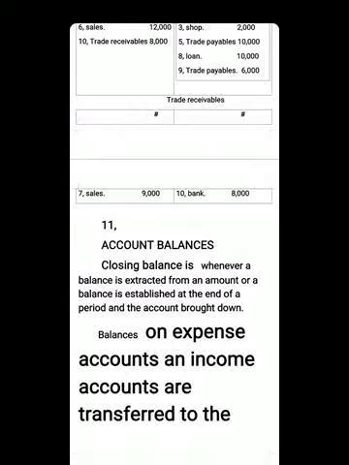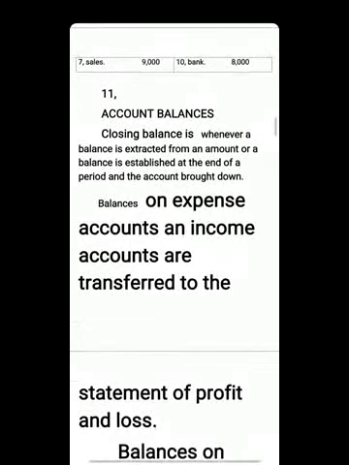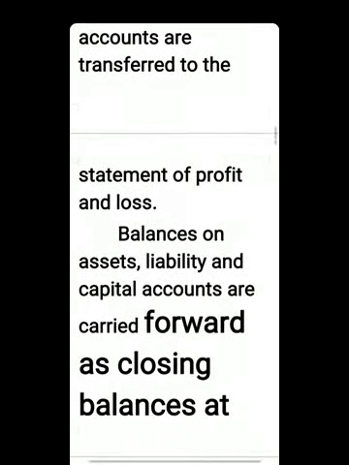Now, closing balance is whenever a balance is extracted from an amount or a balance is established at the end of a period and the account brought down. Balances on expense accounts and income accounts are transferred to the statement of profit and loss account. Remember we have 4 accounts: asset, expense, liability, income. But expense and income specifically are transferred to the statement of profit and loss account.